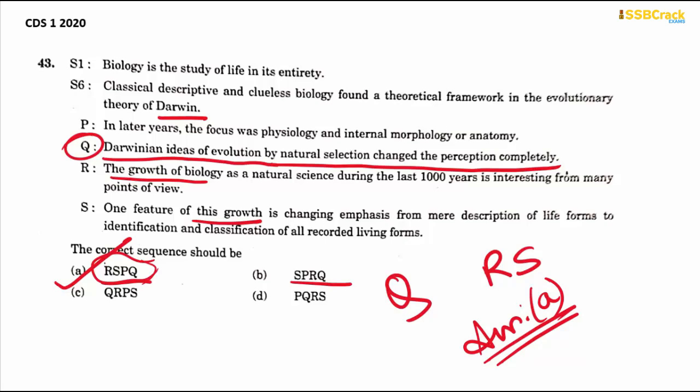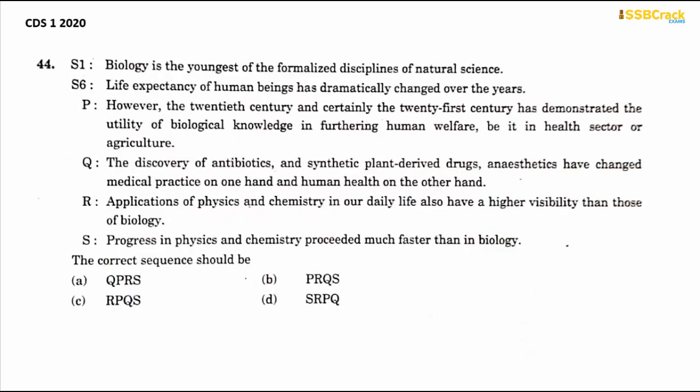Next question. Biology is the youngest of the formalized disciplines of natural science. Last sentence: Life expectancy of human beings has dramatically changed over the years. So it's talking about biology being the youngest of the disciplines of natural sciences, and then the last one is life expectancy of human beings changing dramatically over the years. Again, if you scan through the PQRS statements, you'll find in sequence Q something like the discovery of antibiotics and synthetic plant-derived drugs, anesthetics have changed medical practice on one hand and human health on the other.